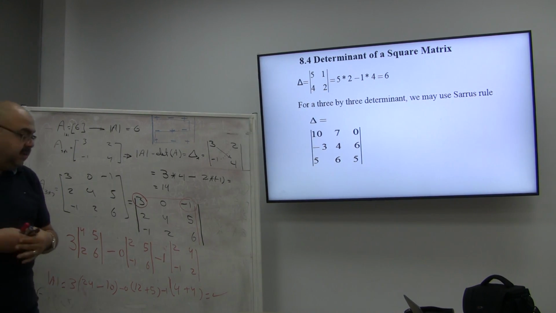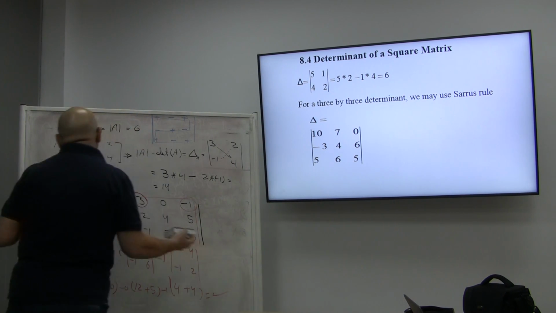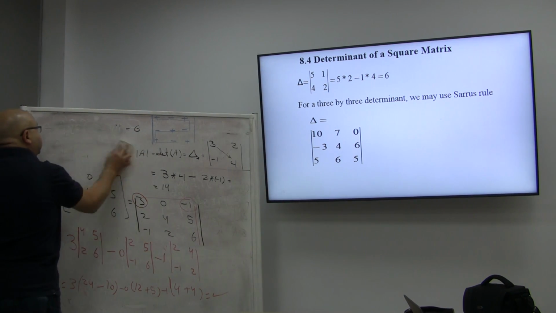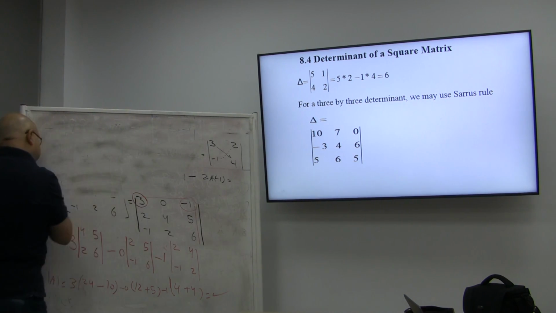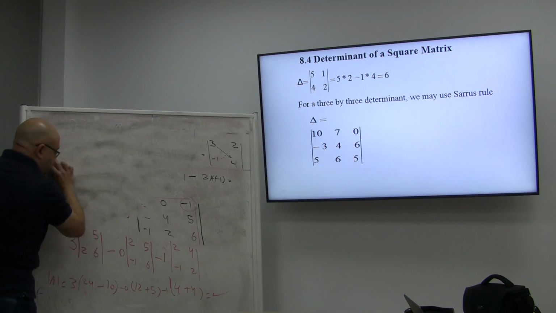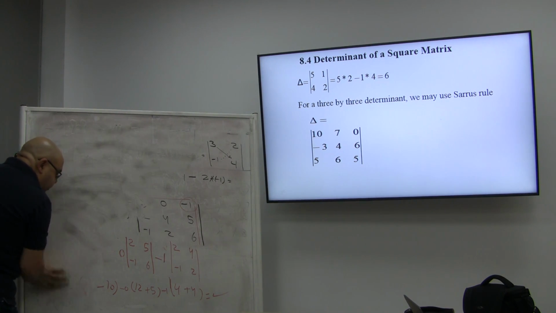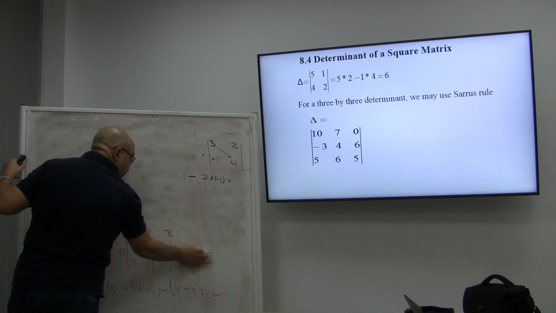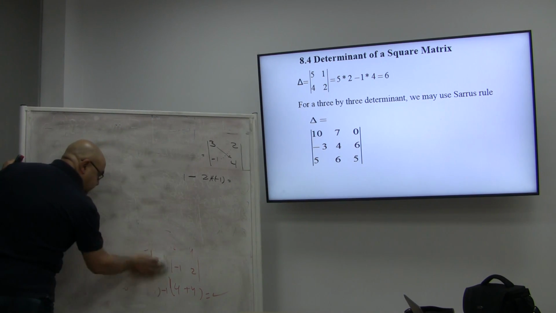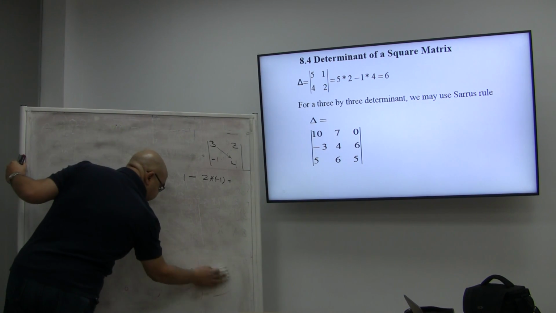That's it. There is another method to evaluate the value of a 3 by 3 determinant, which is really very simple. Now I need to introduce it to you. I believe I went through this previously with you: how to evaluate a 2 by 2 determinant, 3 by 3, or stuff like that. Okay, perfect.